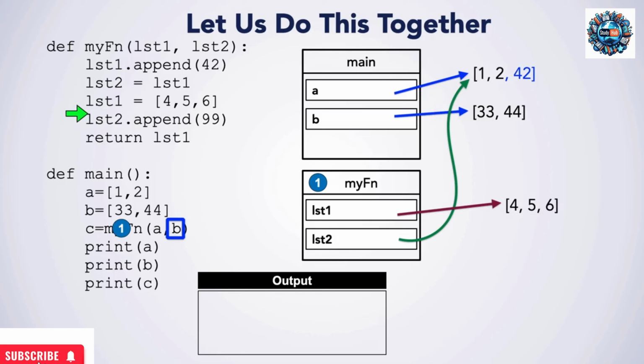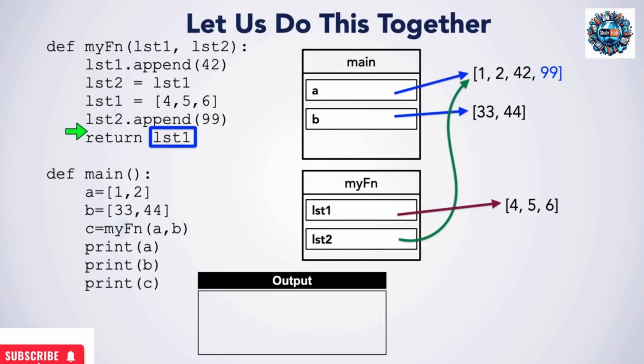Next we do list 1 equals 4, 5, 6. This makes a new list in the heap and puts a reference to it in list 1's box. The last thing this function does before it returns is append 99 to list 2. That alters the list in the heap, putting 99 at the end. The function now returns list 1. What is the value of list 1? It is an arrow pointing at the list 4, 5, 6.